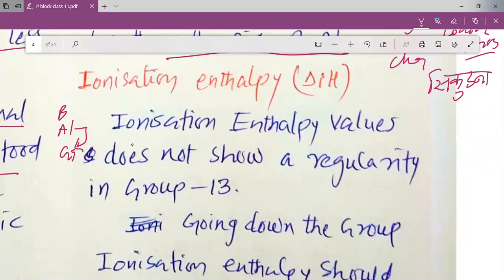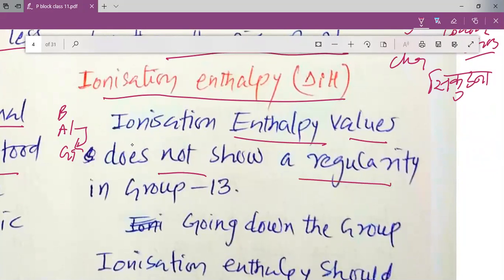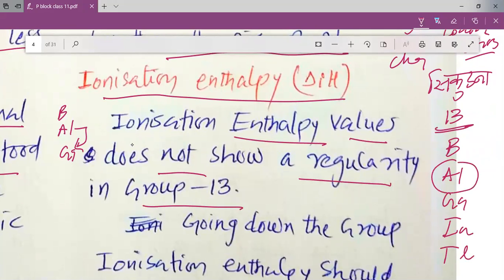Now, my dear students, we should study the ionization enthalpy. Ionization enthalpy value does not show a regularity in group 13. Now, please remember, my dear students, in group 13 we have elements like boron, aluminium, gallium, indium, and thallium. You know that aluminium shows only one oxidation state, and that is the +3 oxidation state.